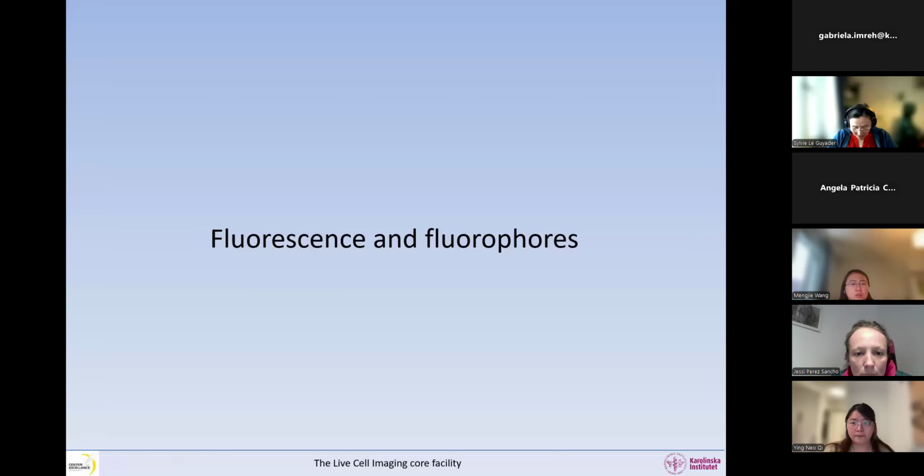Now that we hopefully understand a little bit more all these physics things that play around with us, we're going to talk about what we put in our samples. So fluorescence and fluorophores.